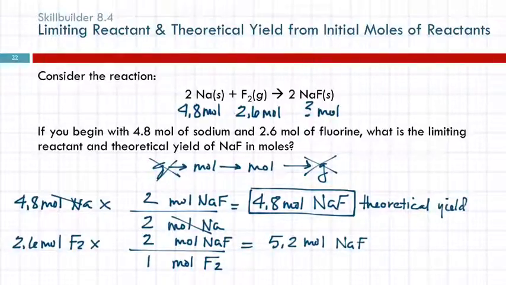What's the limiting reactant? The reactant that gave us the smallest yield. The limiting reactant is the one that limits how much product you can make. It's the one that we run out of. So there's our theoretical yield, and sodium is our limiting reactant. Any questions?